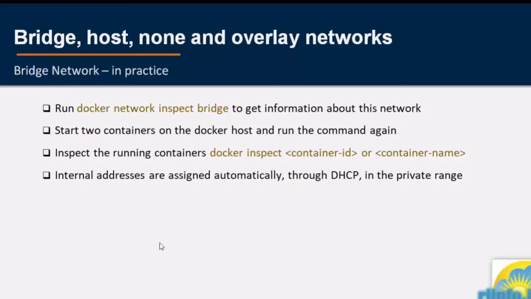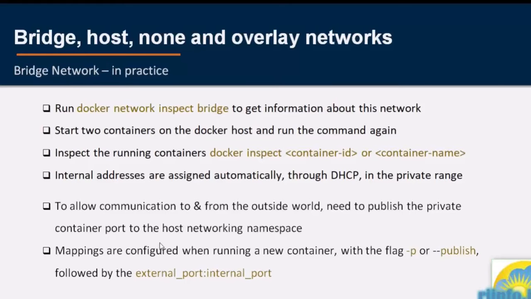We need to publish the private container port to the host networking namespace in order to enable communication to and from the outside world. In the above example, we published ports 80 and 8080 for Nginx and Tomcat respectively. These were the container port numbers to be made open. We did not specify the port number for the host, which will be used for routing the communication. In such cases, Docker assigns a random port number in a predefined range.